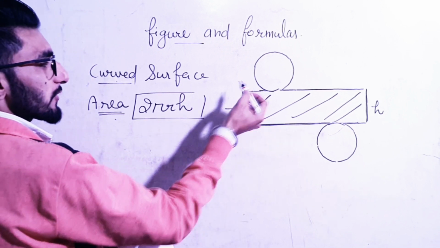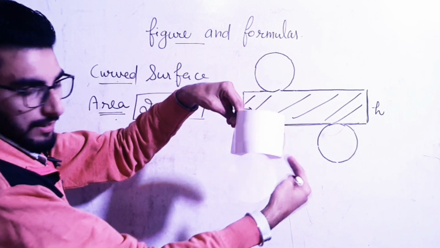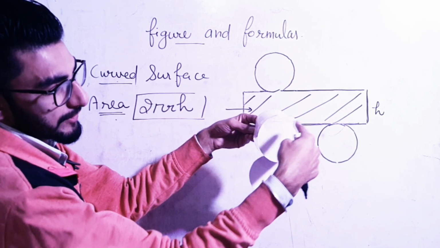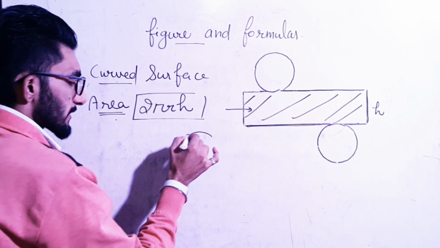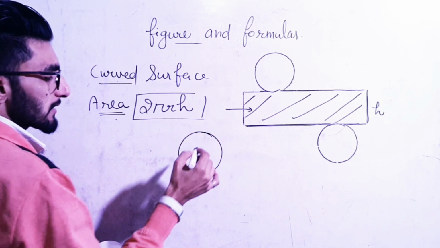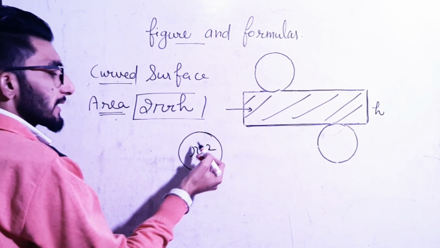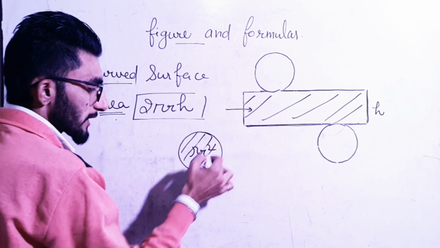Clear? Now next one coming to this one. ठीक है. So this is the surface area, curved surface area, and this one is the lower circular part. So what is the surface area of this thing? Yes. So this is a circular part. So circle surface area is pi r square. ठीक है. So what is pi r square? Pi r square is the formula to find the surface area of this circle part.